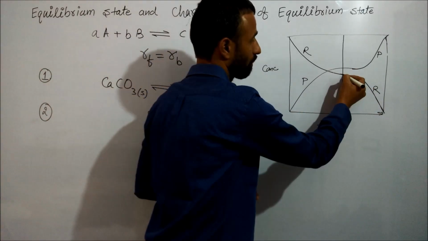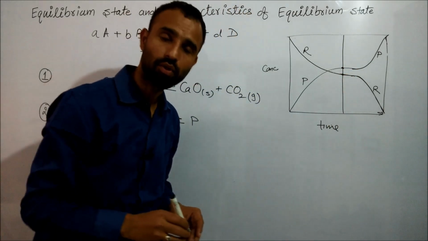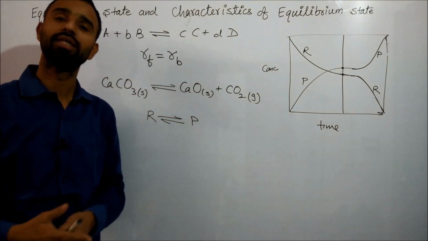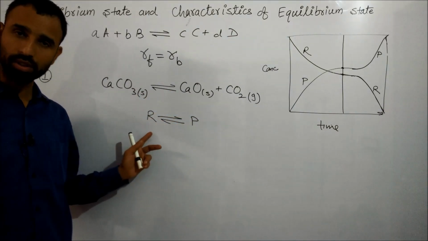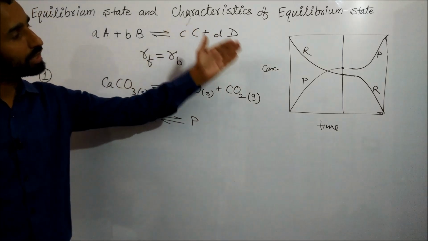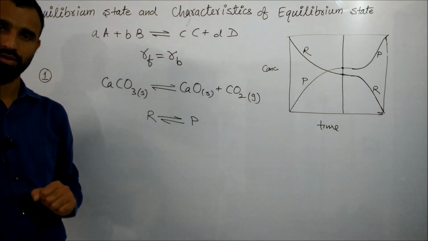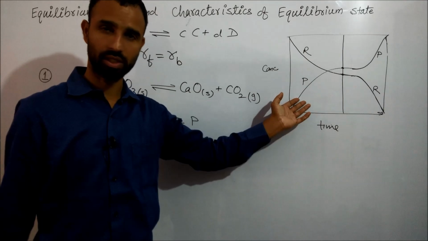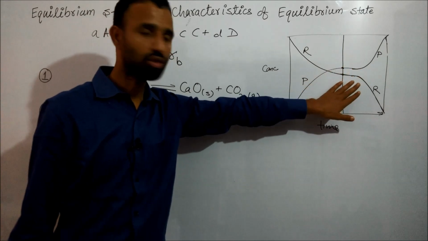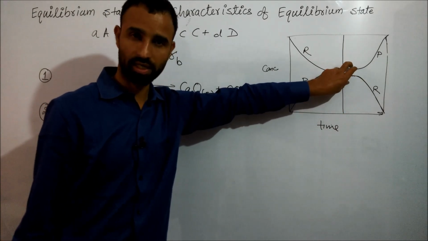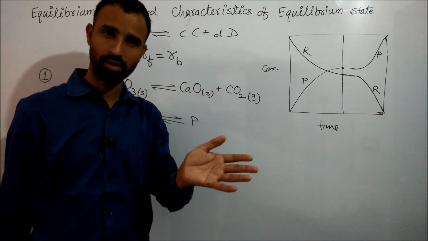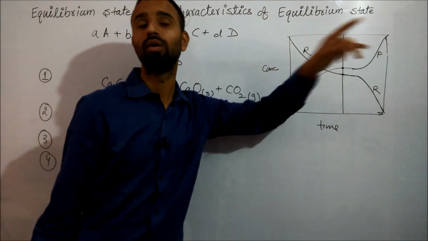At equilibrium, the concentrations of reactant as well as product become constant. That means equilibrium can be achieved from either side, because equilibrium state is independent of the initial concentrations. Whatever may be the initial concentration, it has nothing to do with that. It depends on the concentration of the reactants and products at equilibrium, and that value is fixed, either we start from reactant or product.